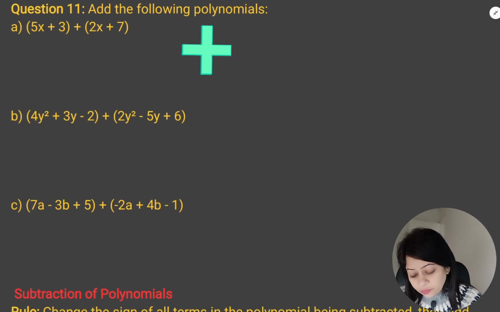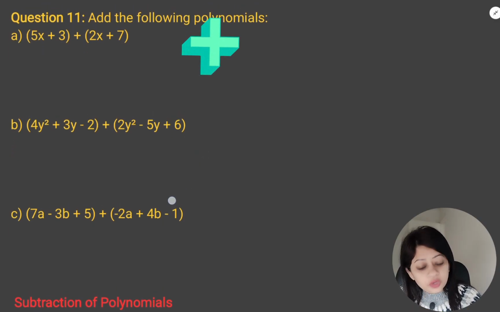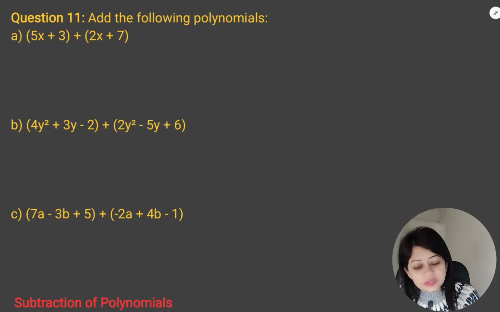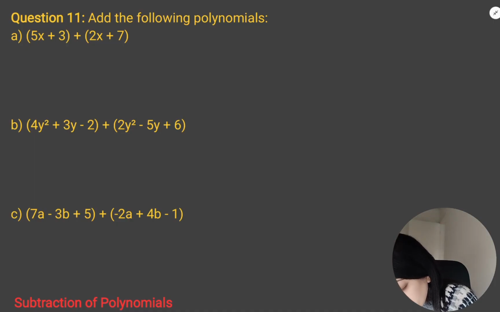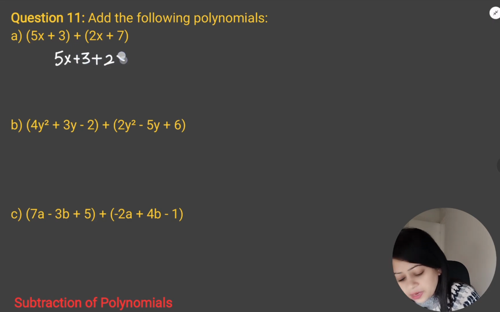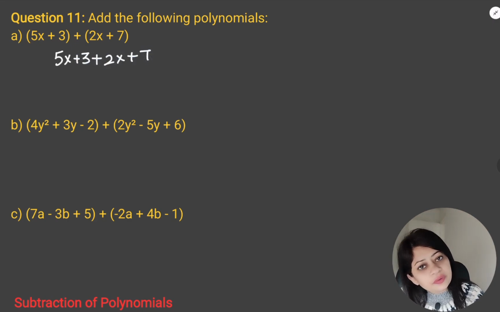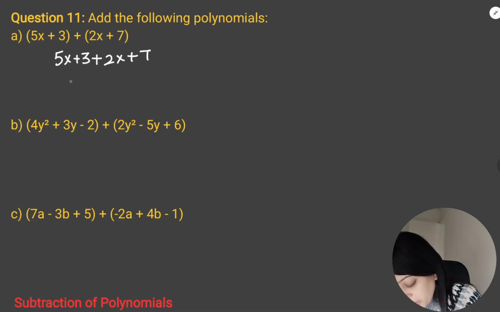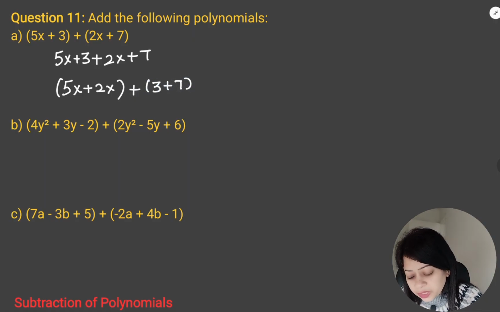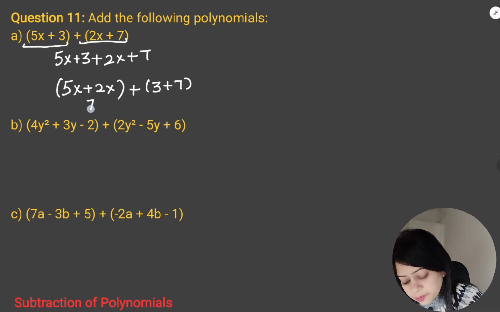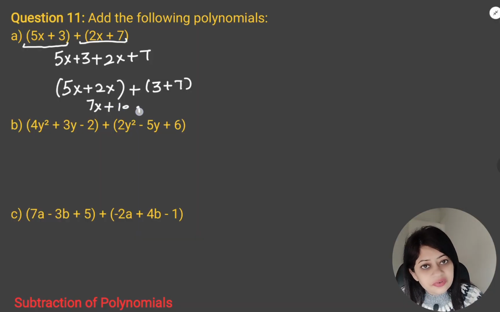Okay, when we need to add polynomials, what do we do? We add like terms. Here we have 5x plus 3 plus 2x plus 7. I will group like terms together. So I will write 5x plus 2x, plus 3 plus 7. I grouped like terms together, not unlike terms. What is 5x plus 2x? You will say 7x plus 10, and this is the answer, right?